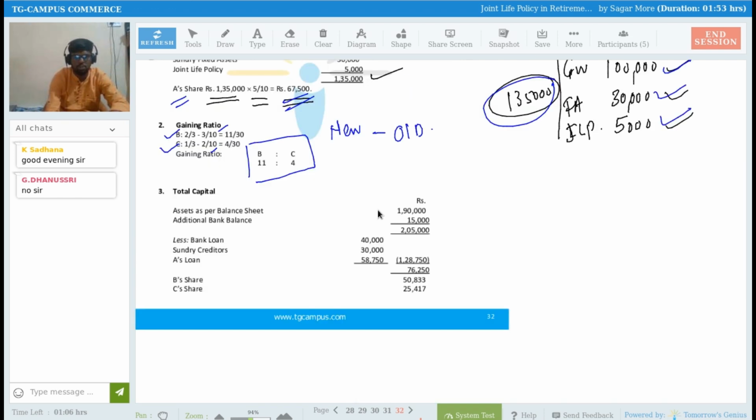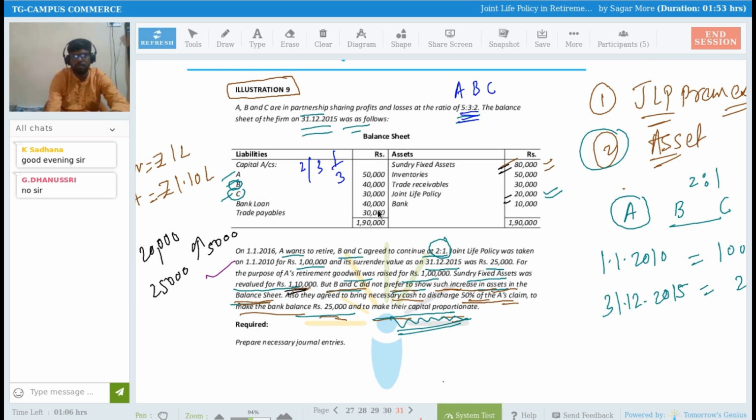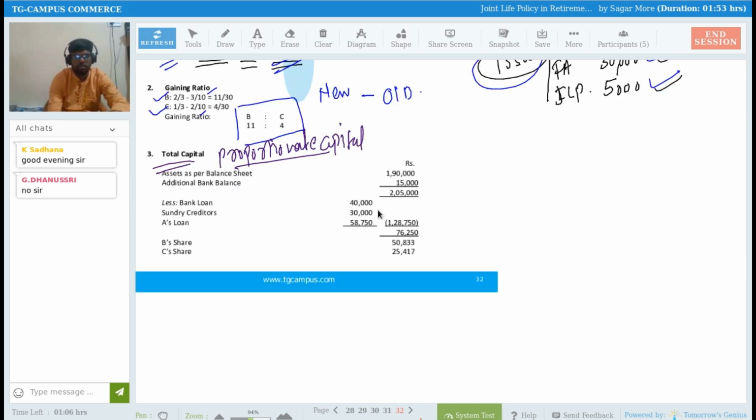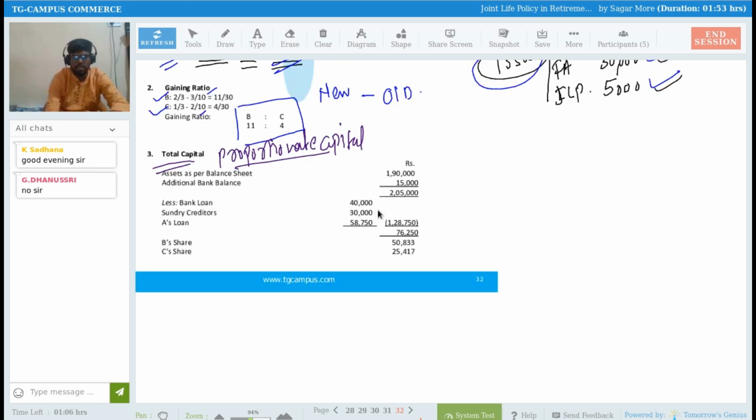So another important adjustment is regarding proportionate capital, right? We have to make capital proportionate. No, it is not given in the question. You have to calculate, you have to find out proportionate capital. So how to find out proportionate capital? See here. So at present, what is the total value of assets? See, 1,90,000. Total value of assets is 1,90,000 at present.